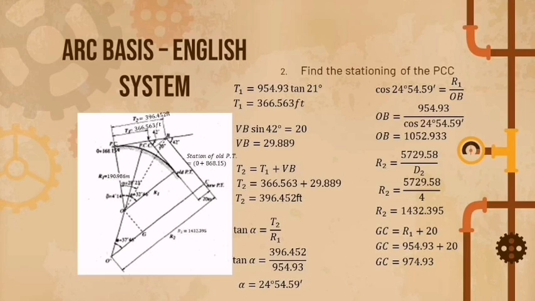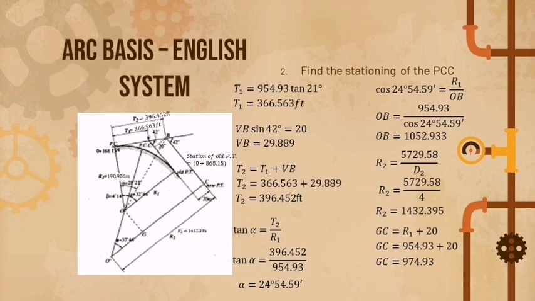So if we add them, we will get the answer of 396.452 feet. So in getting the alpha now, we are using the tan A equals tangent distance 2 over the radius 1. So substitute again the values, and if we divide them, we will get the answer of alpha or A equals 24 degrees 54.59 minutes.